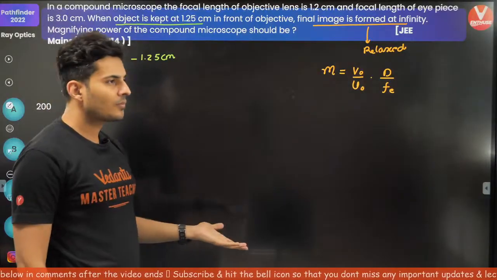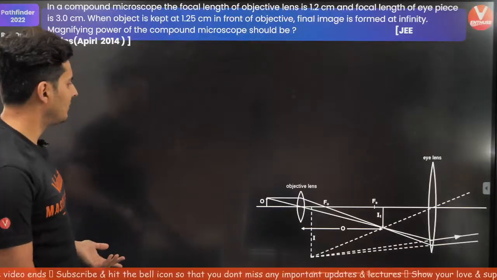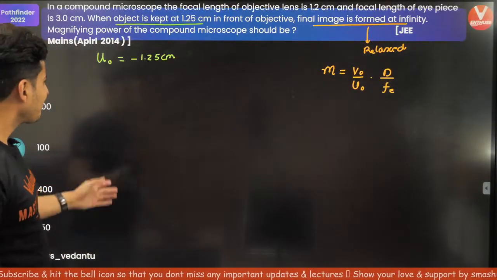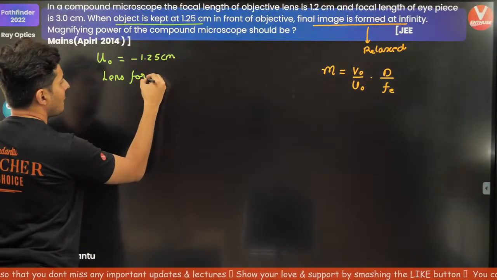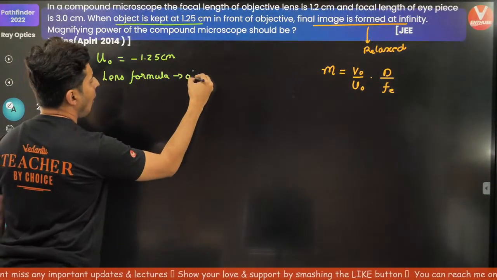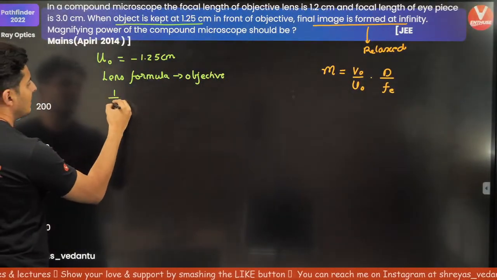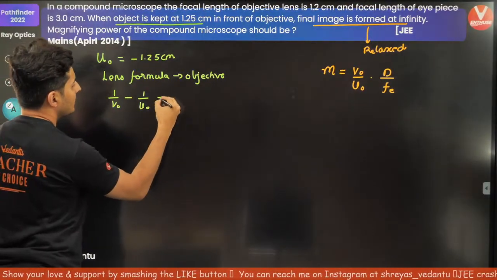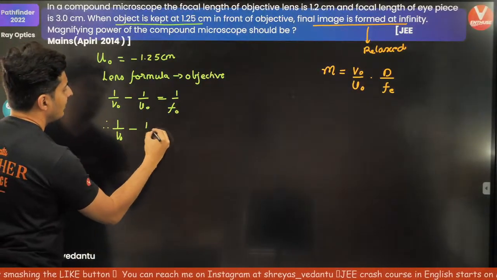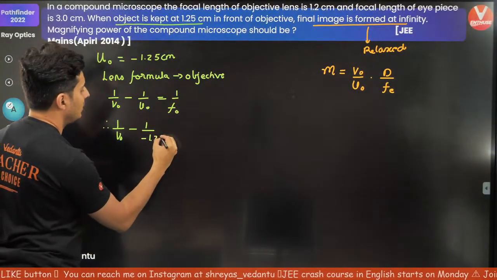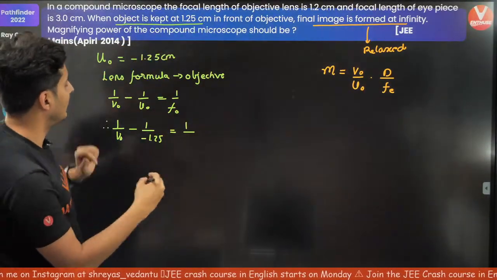So what do I do? Use lens formula. Do I have a lens over here? Oh yes, I have a lens. Use the lens formula for the objective and see what you get. Well, it is 1 by VO minus 1 by UO is equal to 1 by F for the objective. 1 by VO, I don't know. 1 by UO is nothing but minus 1.25. 1 by FO, the focal length of the objective, is 1.2.